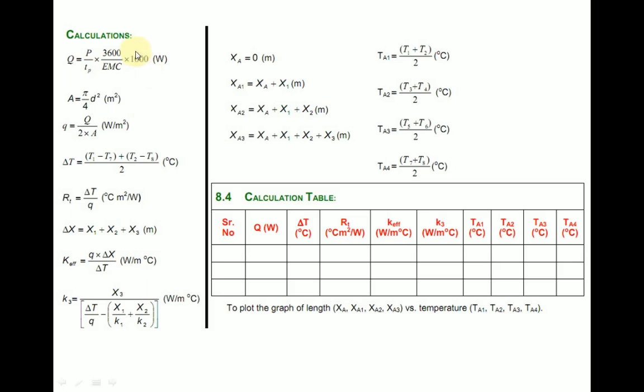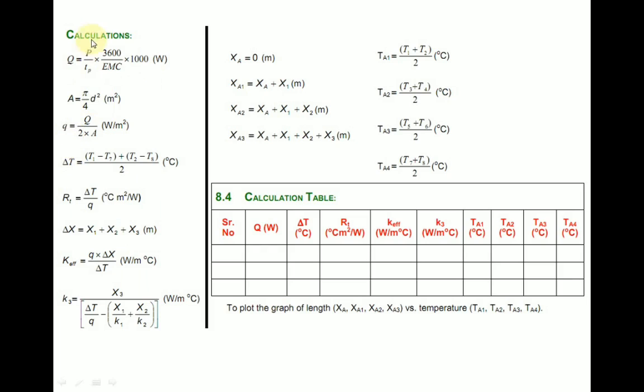That is to be multiplied by the 1000, and we get the energy supplied per unit time in the unit of watt. Then after that we need to find the heat transfer area. The equation of heat transfer area is pi d square by 4, where d is the diameter of the slab, so the area can be easily calculated. Then we calculate the heat flux, that is Q.